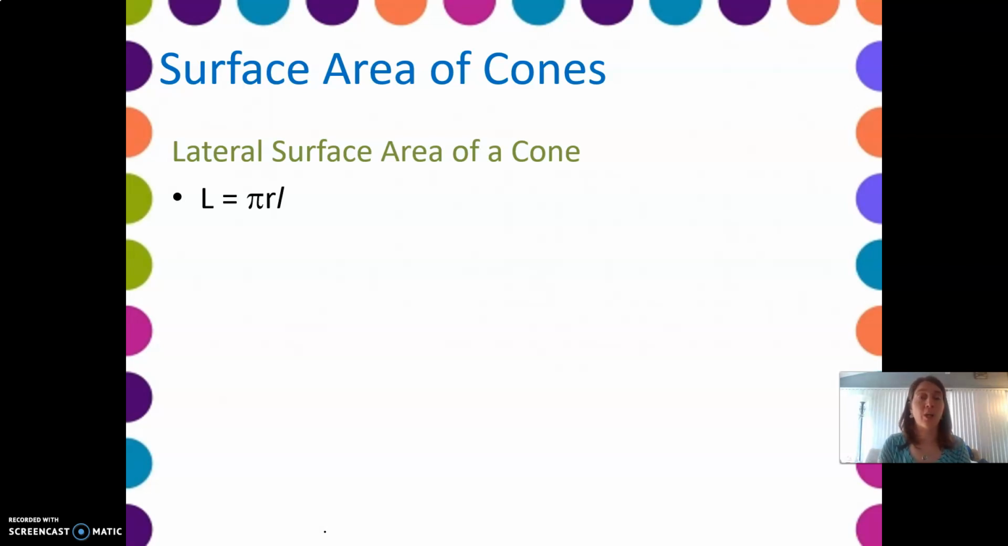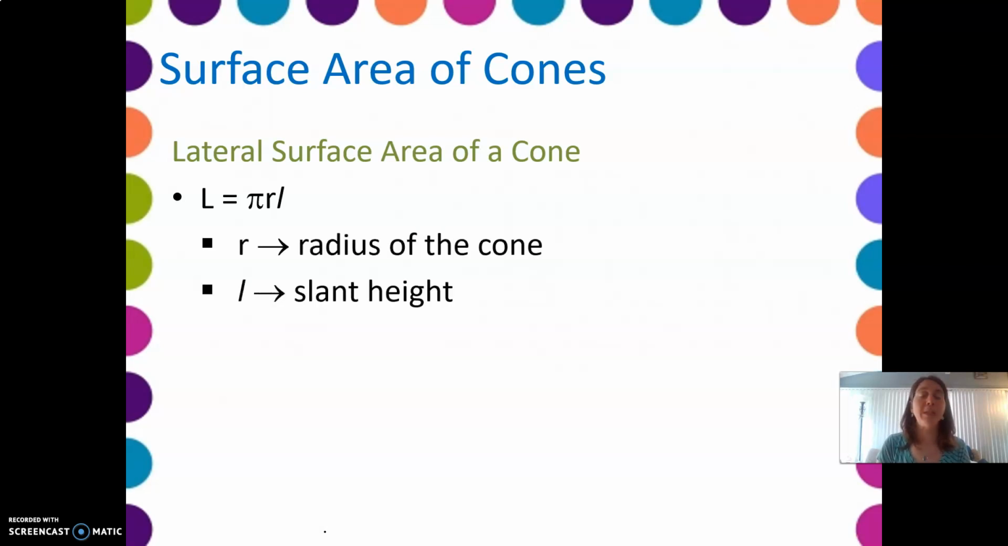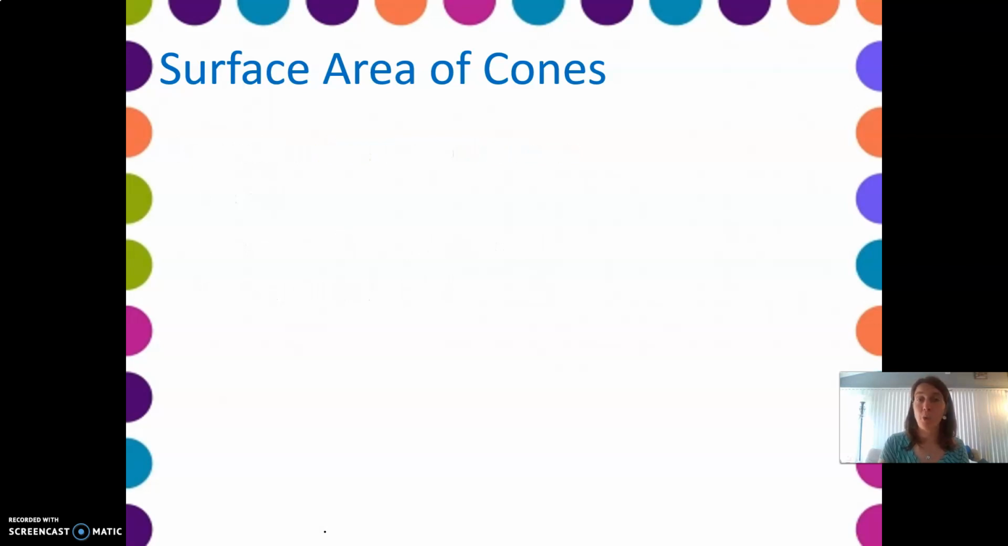The two pieces that you're going to have to fill in when it comes to the lateral area of your cone: the letter R, which stands for the radius. Again, the radius is part of the base. And then you're also going to fill in the L, which is your slant height, the distance from the vertex headed down to the base going along the side of your cone. Let's go ahead and work through two examples together.